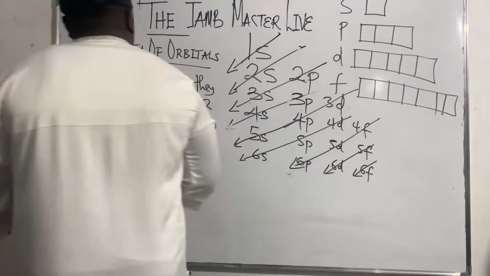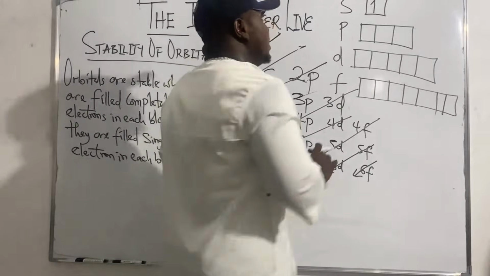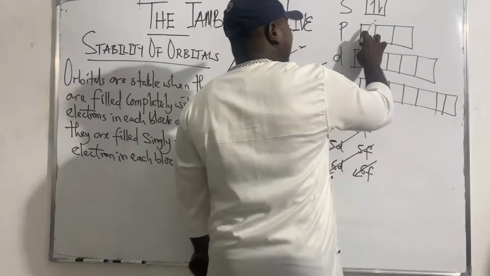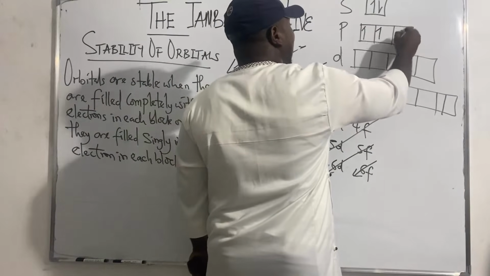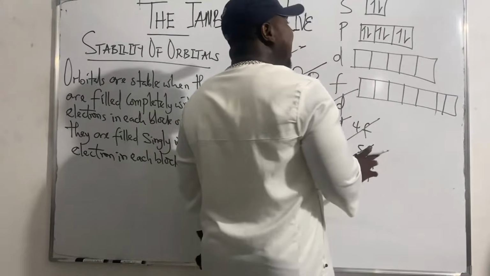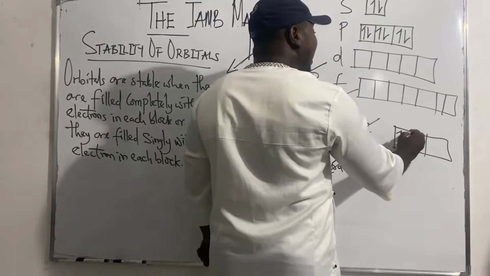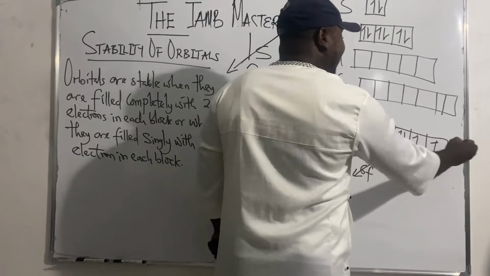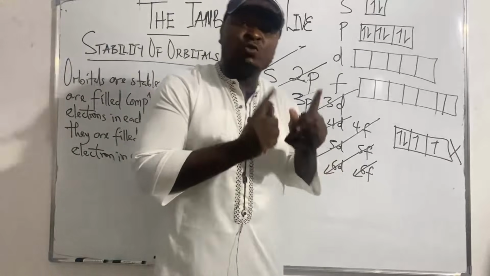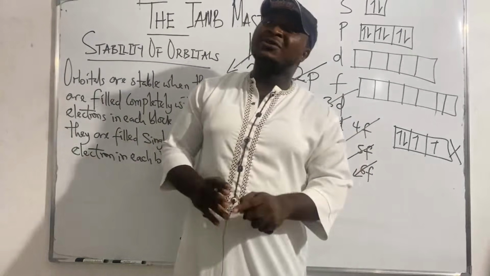Class, take note that if you put 1 electron in a block, it is stable. If you put 2 electrons in a block, it is also stable for the S block. Look at this P block. If everybody has 1, 1, 1, it is stable. Or if everybody has 2, 2, 2, it is stable. But let me tell you an orbital that is not stable. An orbital is not stable when some blocks have 2 and some have 1. For orbitals to be stable, either everybody has 1 in their block, or everybody has 2, complete. A mixture of 2 and 1 is an unstable orbital.